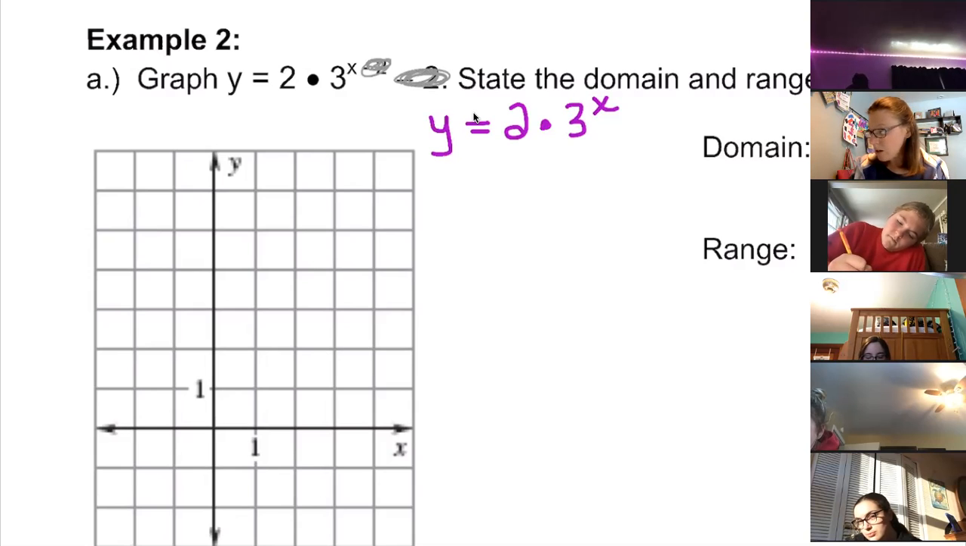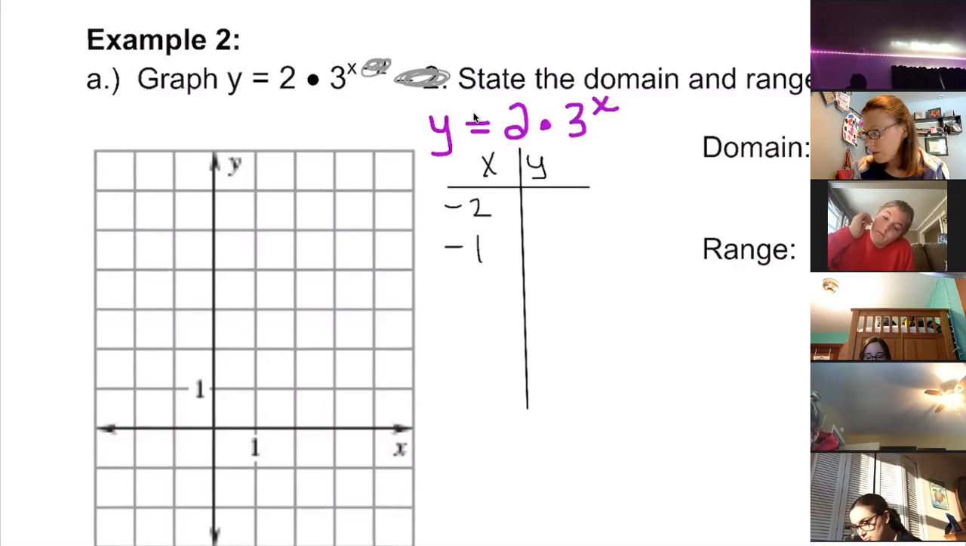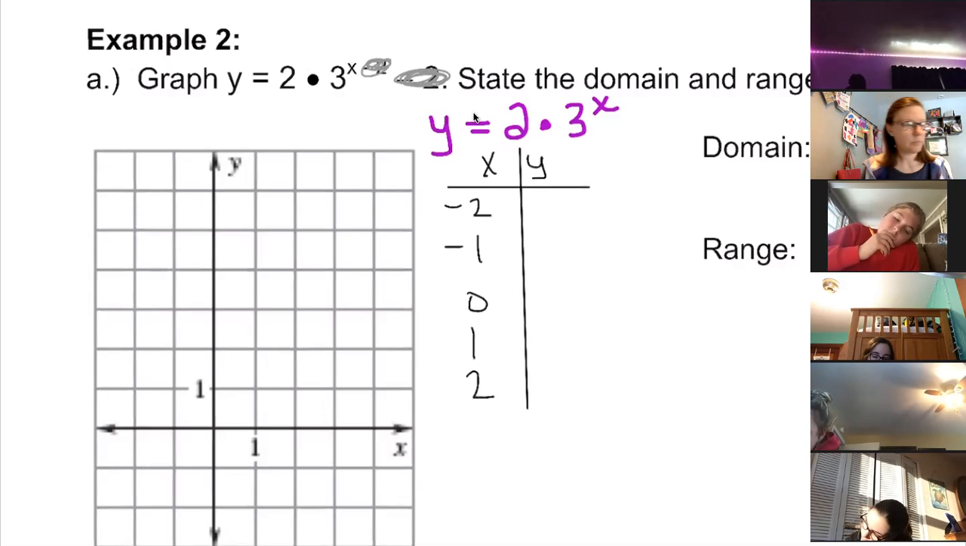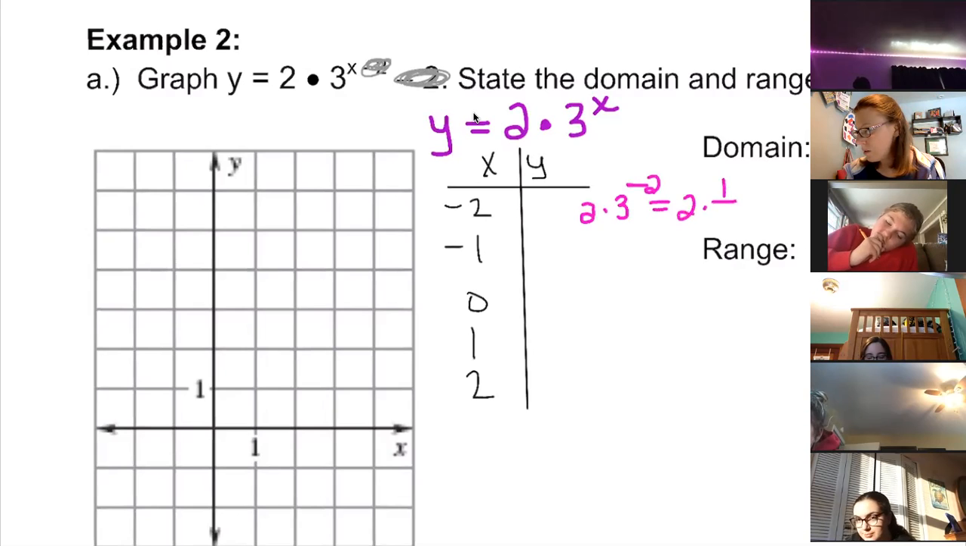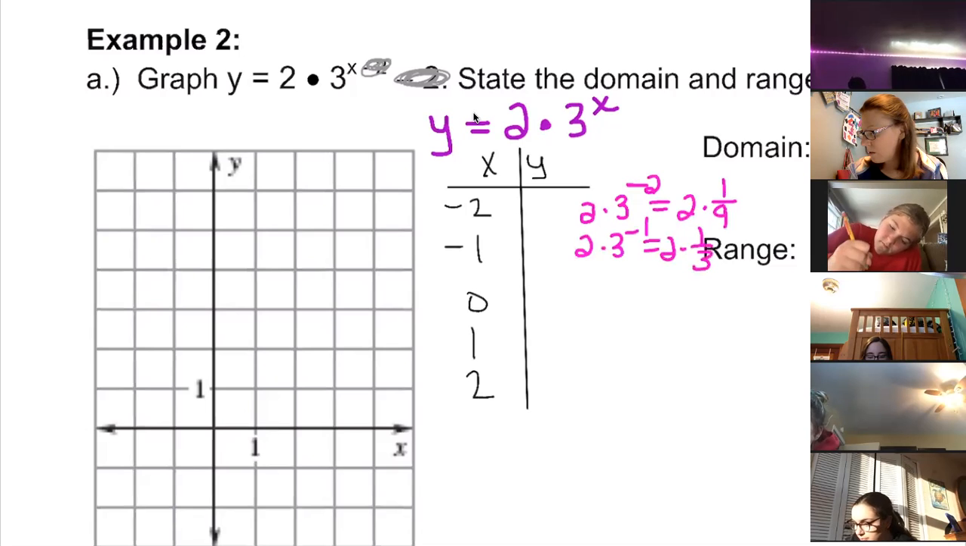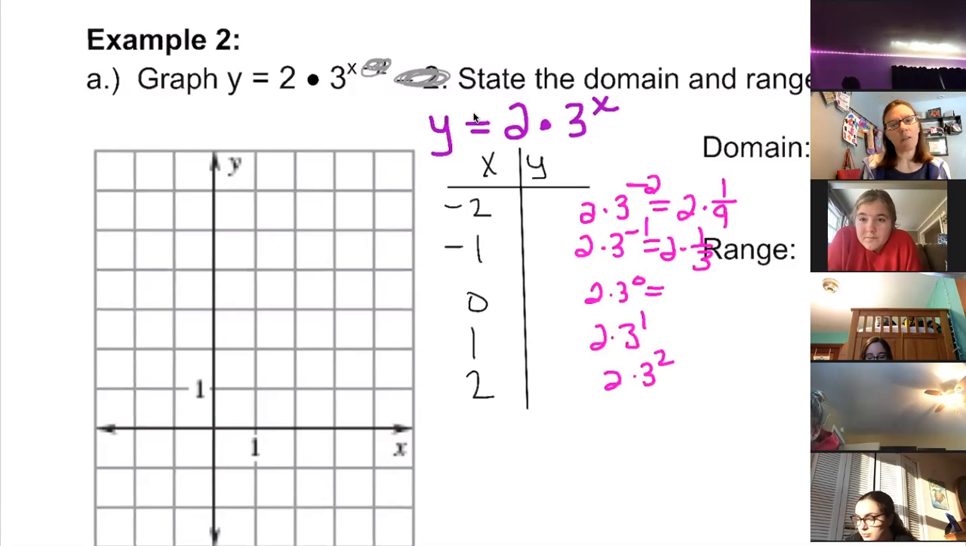So I'd like you to make a t-chart just like we did above, picking those same numbers. So we have 2 times 3 to the -2, which is really 2 times 1/9. The ones with the negative exponents are a little more tricky to do.